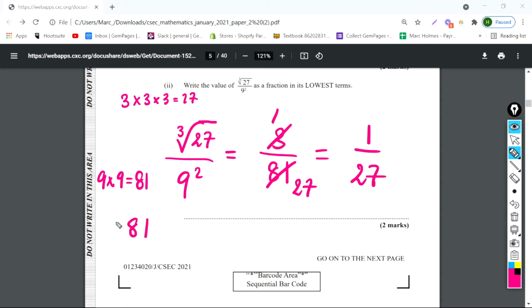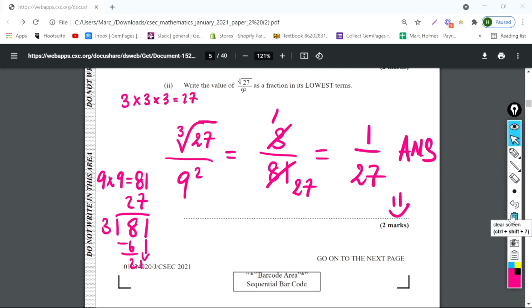Let's do that: 81 divided by 3. We should get 27. So yes, 3 goes into 81 27 times. So the final answer, guys, in its lowest terms is 1 over 27, and this is definitely the answer. Cool. This is really easy. 2 marks for that, and it's not difficult at all. So let's move on. I think this is okay now. Wonderful. Let's move on to the next question.